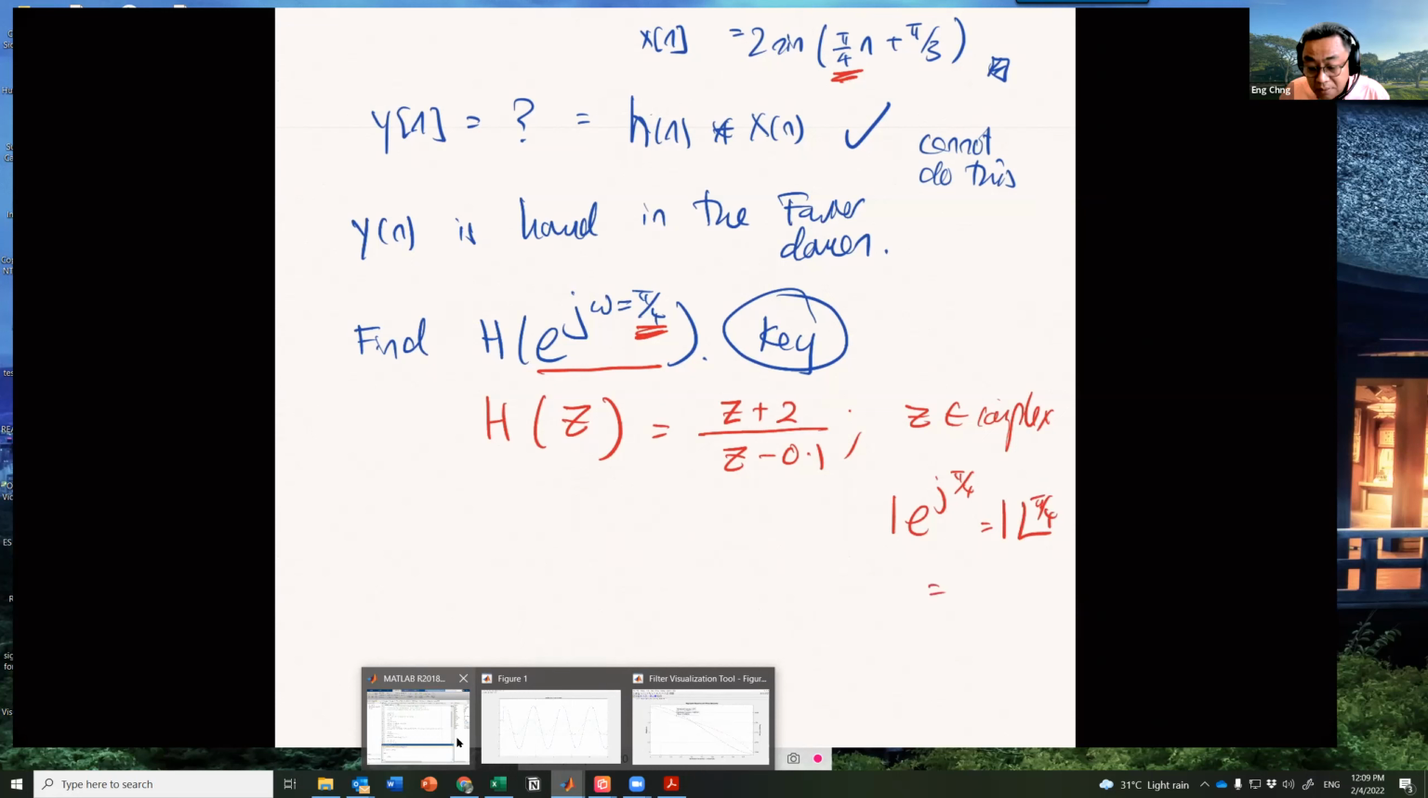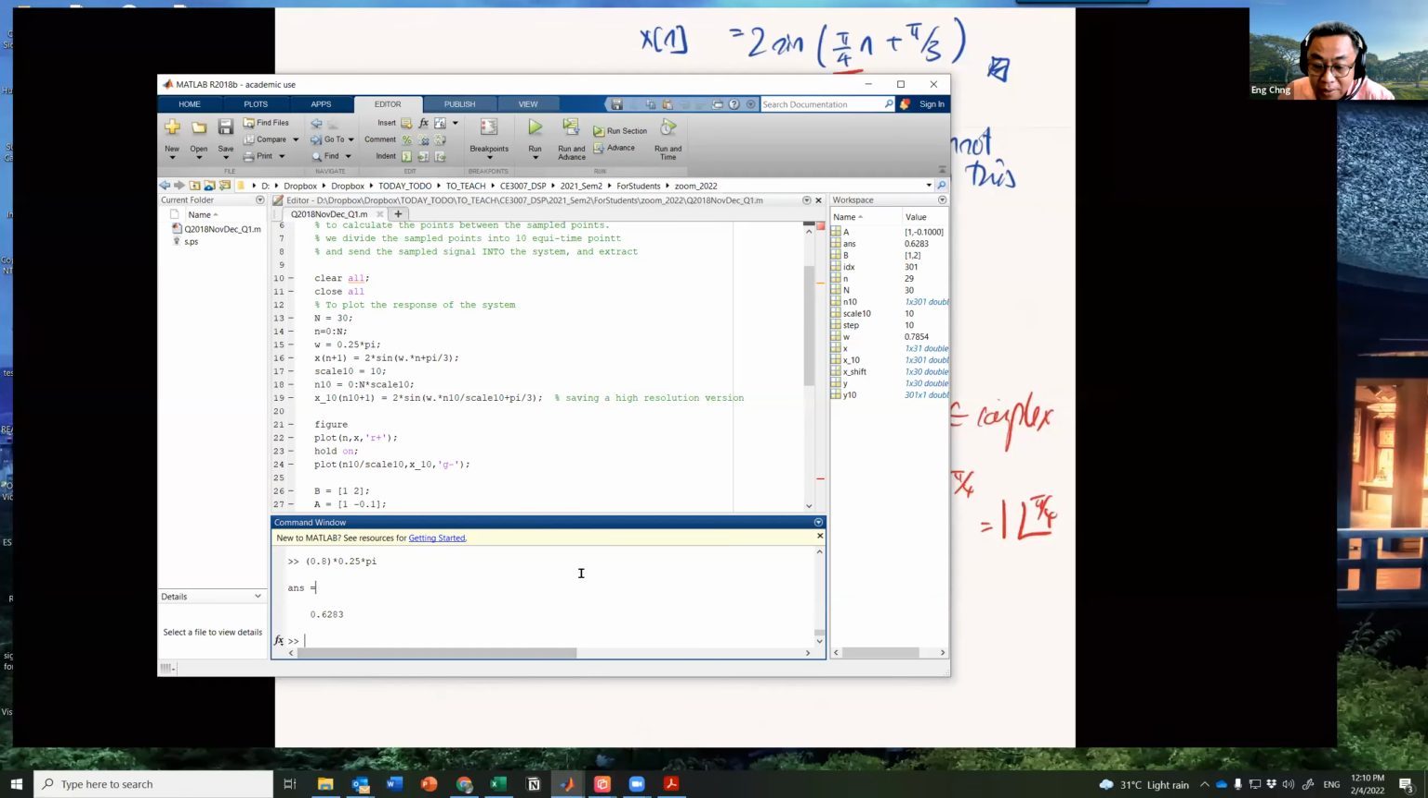It is, I think, let me count. Okay, guys. So this is why I would like to use MATLAB. I will say the absolute value of 1 times exponential of j times pi divided by 4. Answer should be 0.707, right? 1? Absolute is 1.